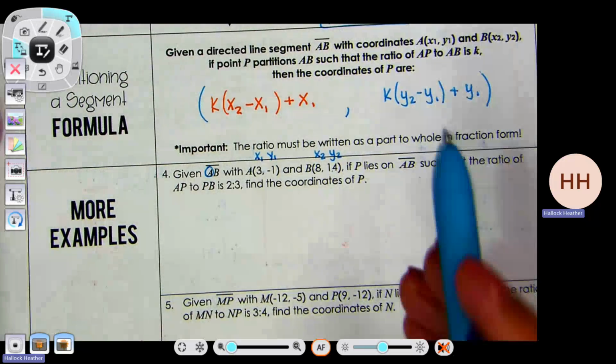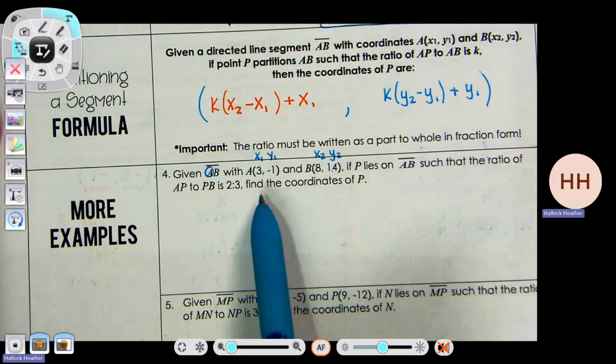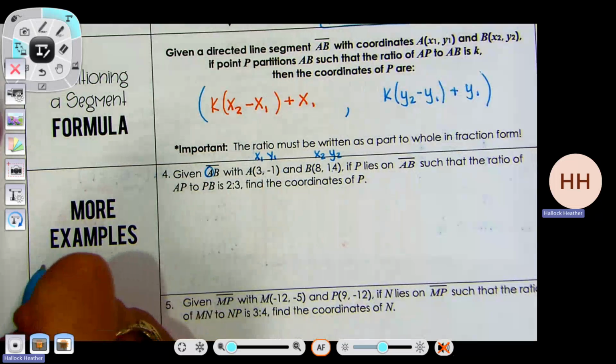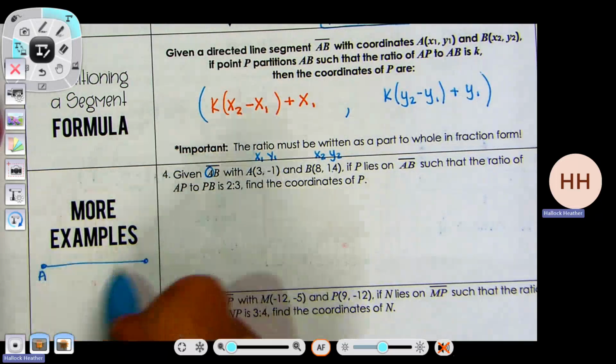If P lies on AB such that the ratio of AP to PB is 2/3, find the coordinate. And you're like, what in the world? When in doubt, draw it out. So let's draw it out.